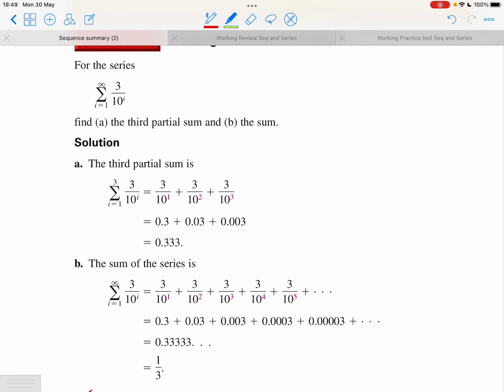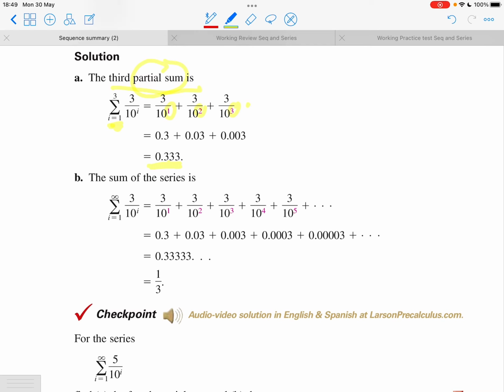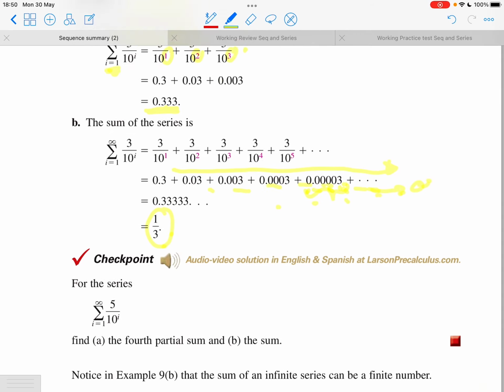So finding the third partial sum, where partial sum means the finite series, you just substitute i equals 1, 2, and 3, and then you get 0.333. And then for the sum of the series, you just add until n goes to infinity. Then you will see that as n gets larger, this becomes almost 0. And you can kind of see the pattern that is 3, 3, 3, 3, 3, infinite, which basically is equal to 1 over 3 for this case.